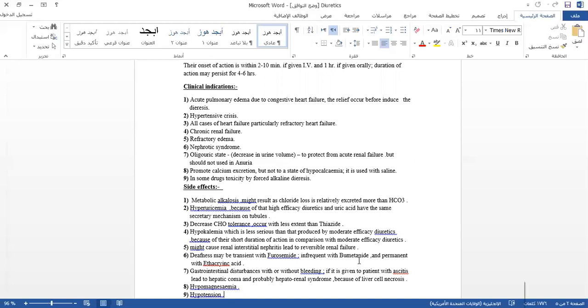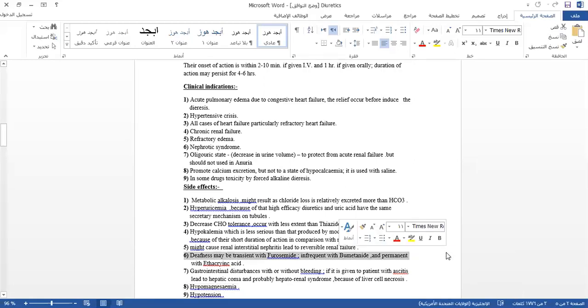Number five, might cause renal interstitial nephritis and lead to reversible renal failure. Deafness or ototoxicity, which is transient with furosemide, infrequent with bumetanide, and may be permanent with ethacrynic acid. Another adverse effect, GIT disturbances.